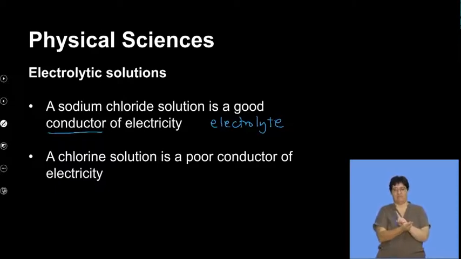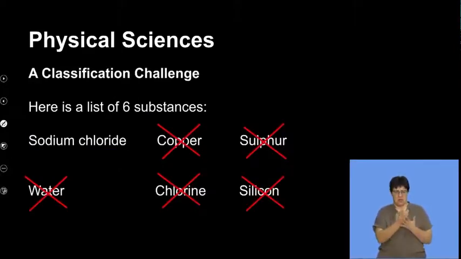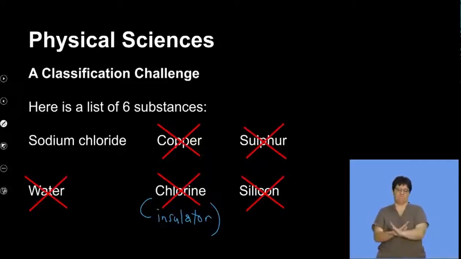Then a chlorine solution is a poor conductor, meaning that it is an insulator, right? And then we're definitely going to take out chlorine, because chlorine is a non-conductor, because this is an insulator. Yes, it is soluble in water, but at the end of the day, this is an insulator. Okay, it is an insulator, right? While it is completely soluble in water, it does not allow electricity to pass through it.